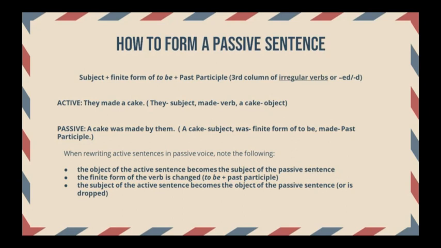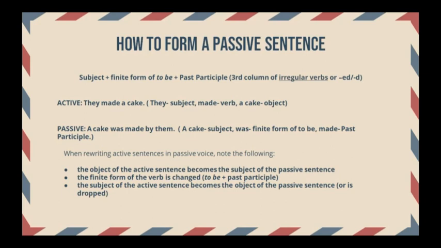And if we want to put this sentence in passive voice, here it is. A cake was made by them. Here, a cake is the subject, was is a finite form of to be, and made is the verb in the third column. So you have an active and a passive sentence as examples, and you can see that a cake, which is the object in the active sentence, is the subject in the passive sentence.